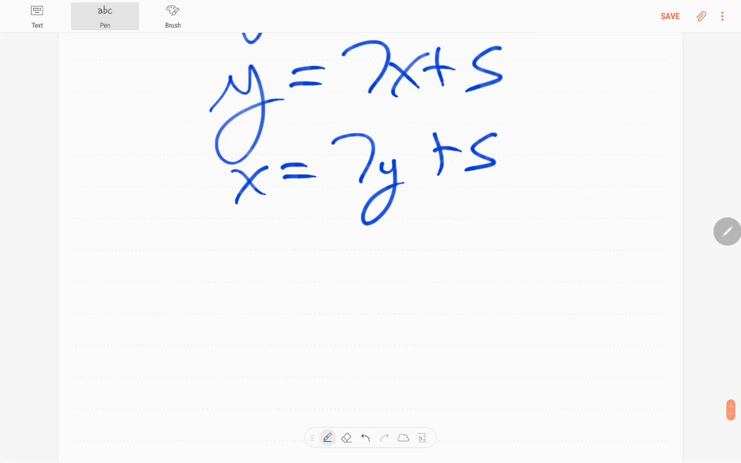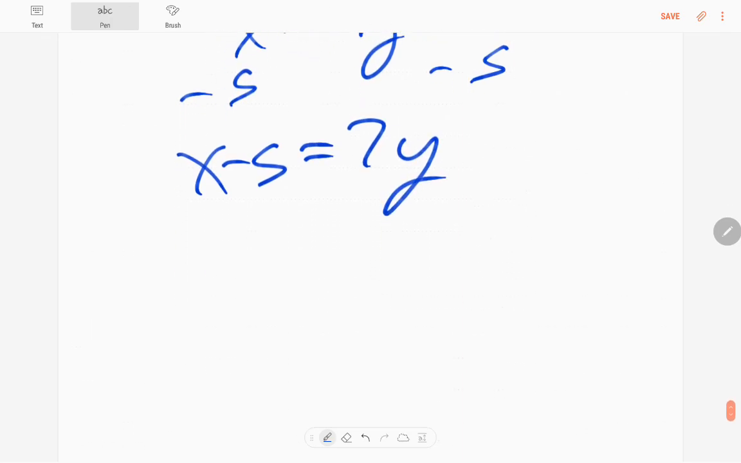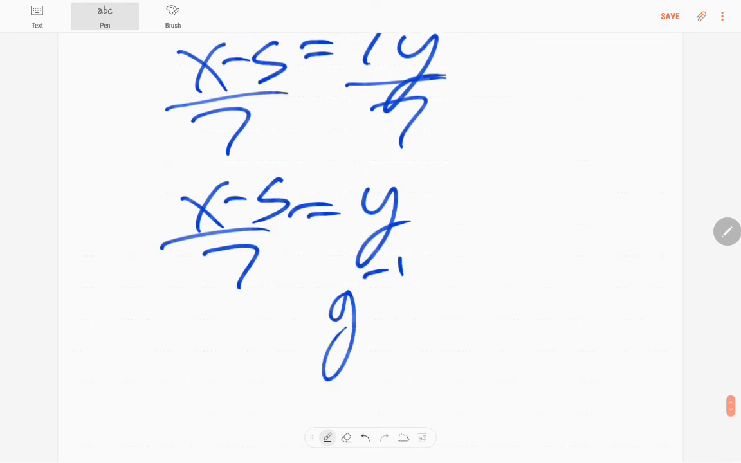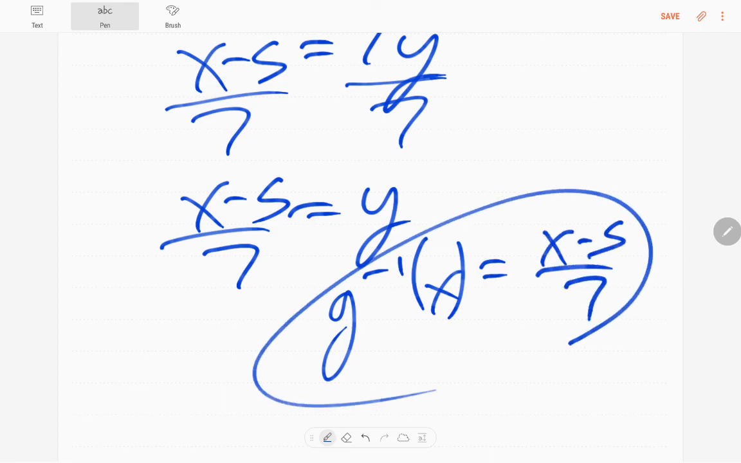And then solve for the new y. So I guess I would subtract 5 from both sides next. And the very last thing to do is get y by itself by dividing by 7. And that should be the inverse of g. And it looks like that's the last problem from chapter 4. So that should do it for this video.